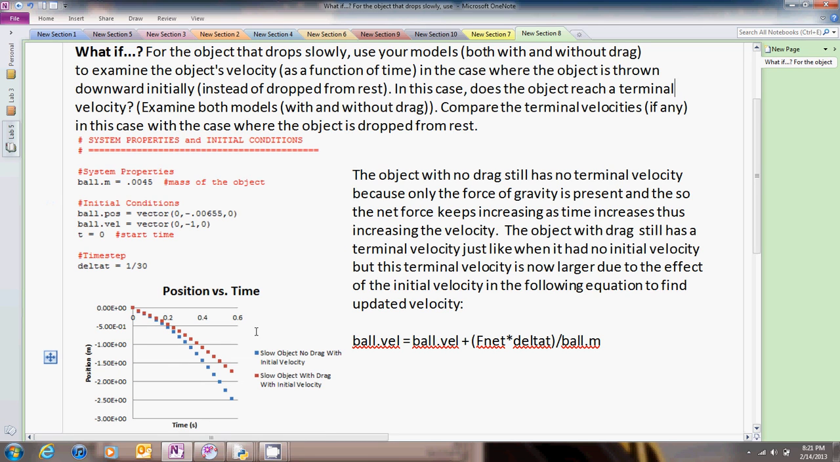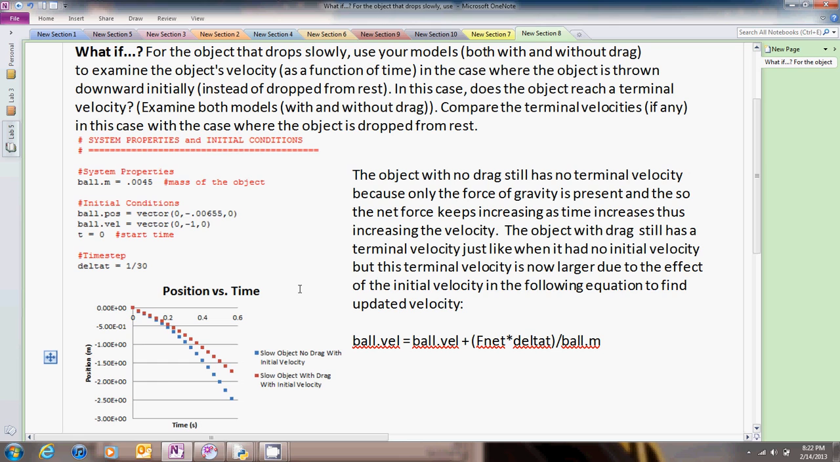And this is the graph that it came up with. The blue is the slow object with no drag but with an initial velocity, and the red is the slow object with drag and with initial velocity. So the only difference between it and not having an initial velocity is just how far down the y-axis it goes, but the rate basically stays the same.